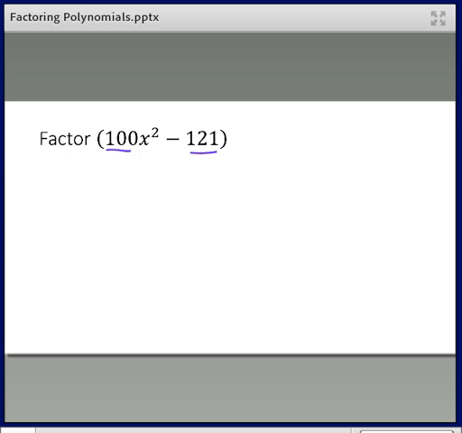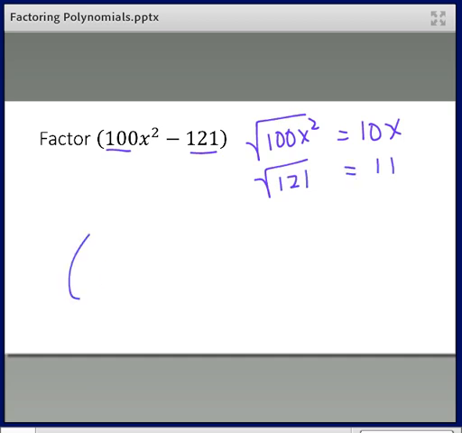And here's another case. This time I've got a number in front. 100 is a perfect square, so is 121. So I find the square root of 100x squared, which is 10x, and the square root of 121, which is 11. Write the factors. 10x minus 11, 10x plus 11. And if you don't remember square roots, just remember that what number times itself gives me this number. 10 times 10 is 100. 11 times 11 is 121.